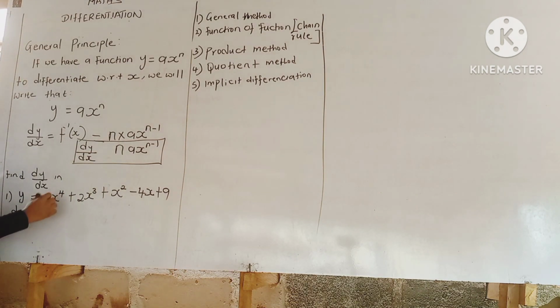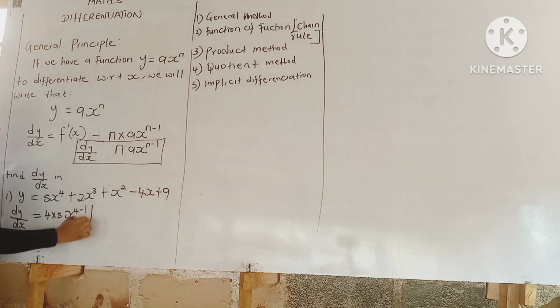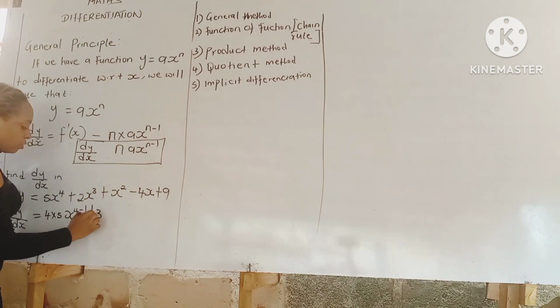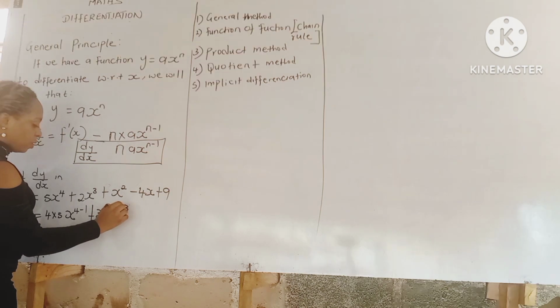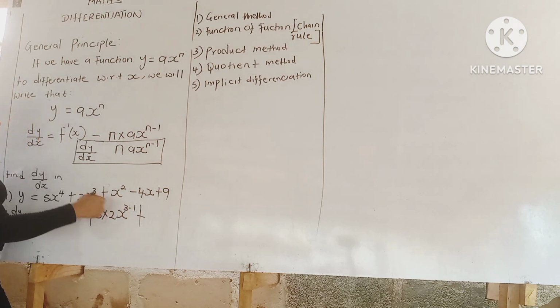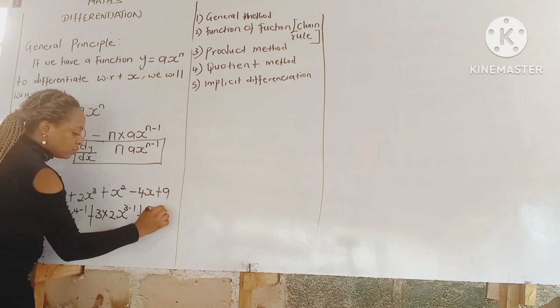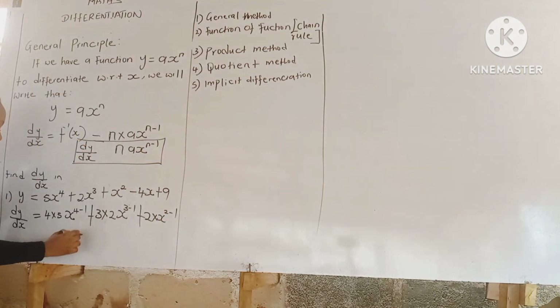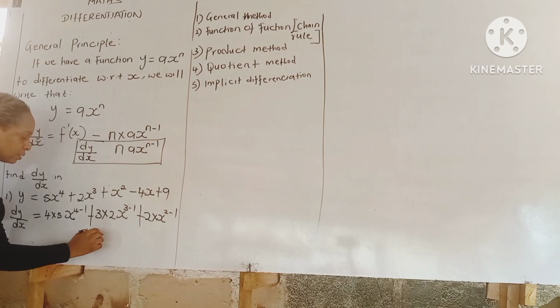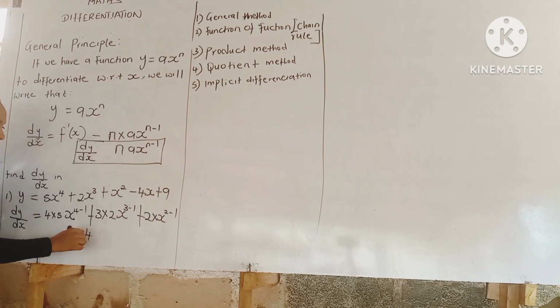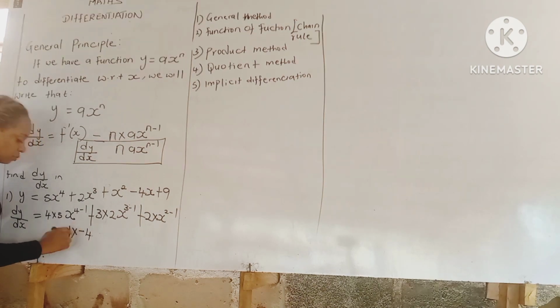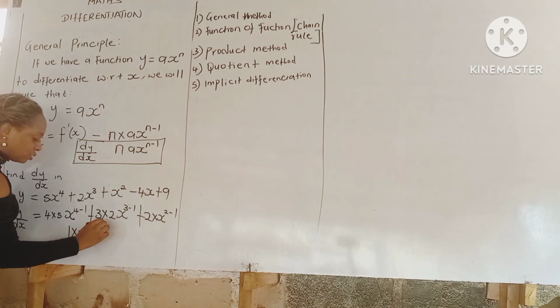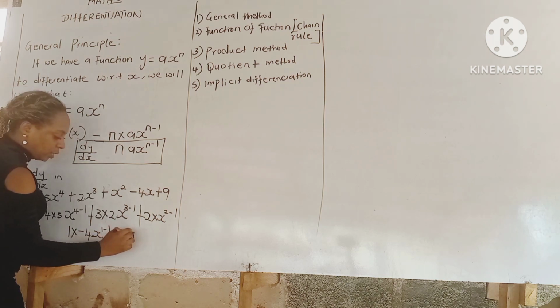With respect to x, you say 4 times 5, x raised to power 4 minus 1. That is exactly what is here. Plus, what is here? 3 times 2, x raised to power 3 minus 1. Plus, you come to this place, you have 2 times x raised to power 2 minus 1. Come to this place, you have minus 4 times 1, because the coefficient here is 1. Let me say 1 times minus 4, x raised to power 1 minus 1. Plus 0 times 9.